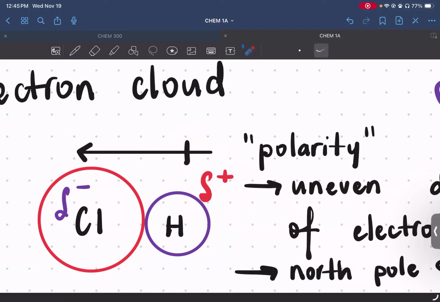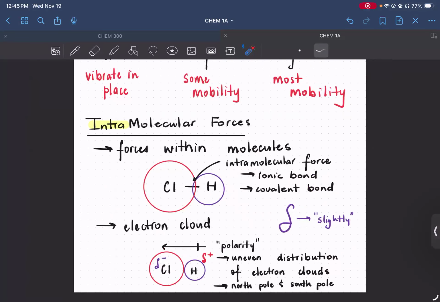To reuse an analogy you've recognized, the game of tug of war, what we're saying here is that there is no equilibrium. One side is clearly winning, such that one side is slightly negative and the other side is slightly positive. This polarity, again, comes from the uneven distribution of electron clouds.